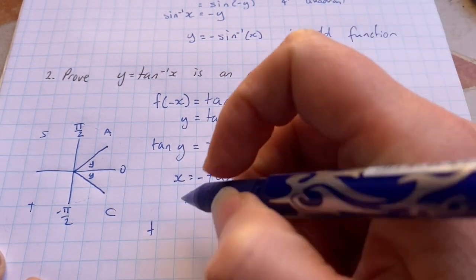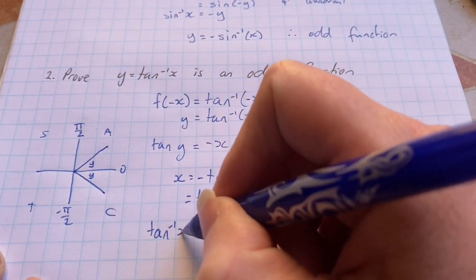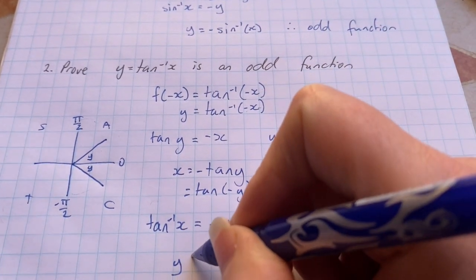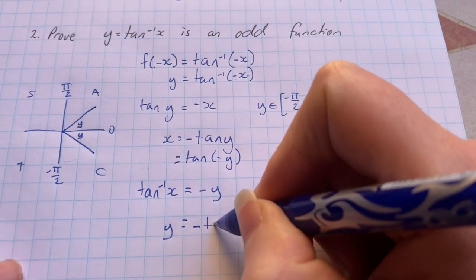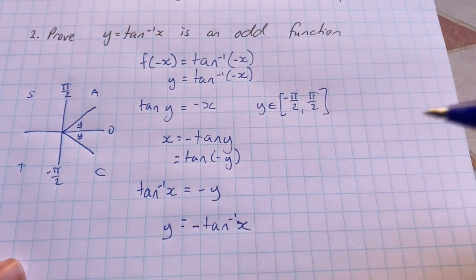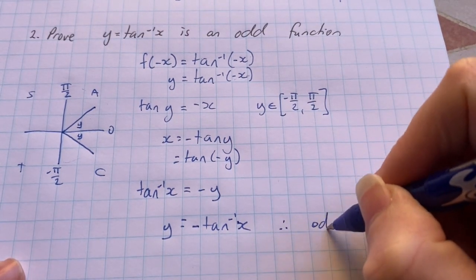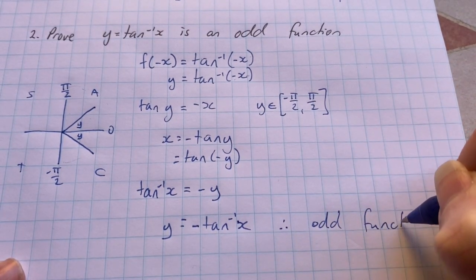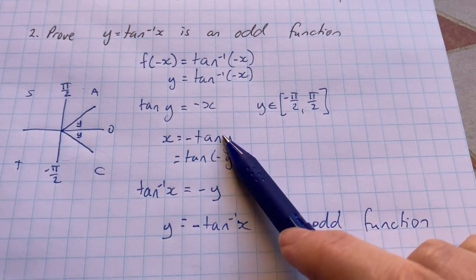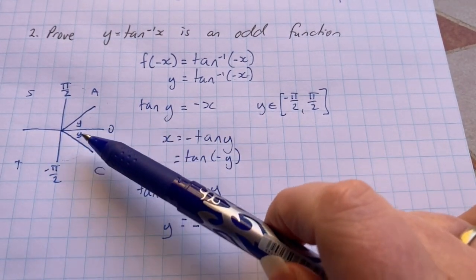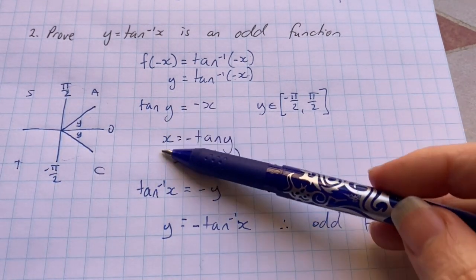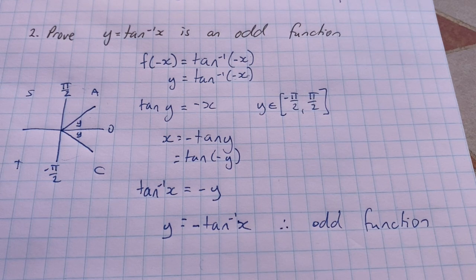Okay, take tan inverse of each side again, equals negative y, multiply by -1 and turn it round. So y equals negative tan inverse of x. So therefore it is an odd function. So it really is this bit here that's key, the fact that sine and tan are odd functions, which is why they're both negative here when they're positive there. That's a key part of this proof.